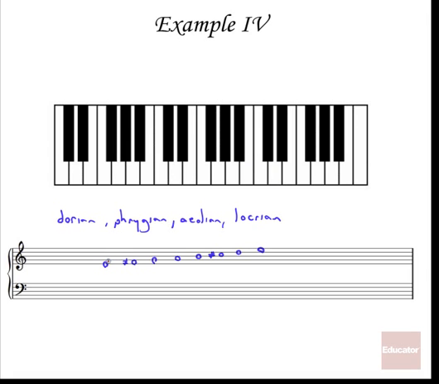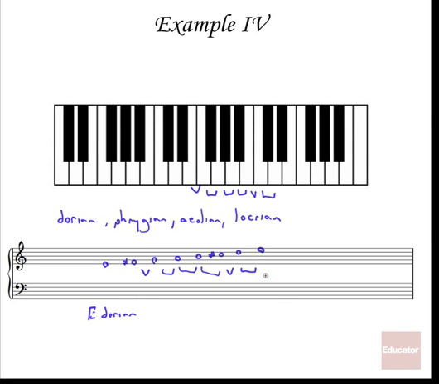And we'll look at the scale and say E, F sharp, G. So that all matches. There's a half step here and a half step here. And then there's a whole step, whole step, whole step. And then here there's a whole step, whole step, whole step. And then a half step and a whole step. And in fact, this is Dorian. So this is E Dorian.